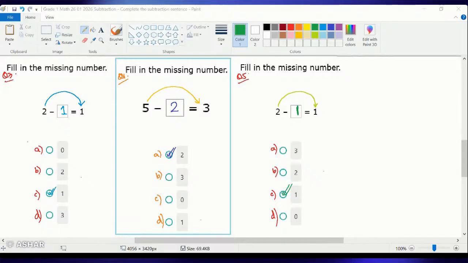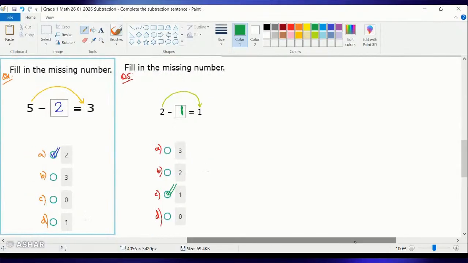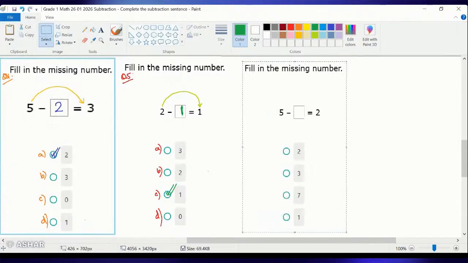So the next question we have says 5 minus something equals 2. This is our question number 6 from the test. This is option A, B, C, and D. Okay. So what should we subtract from 5 to make it a 2?